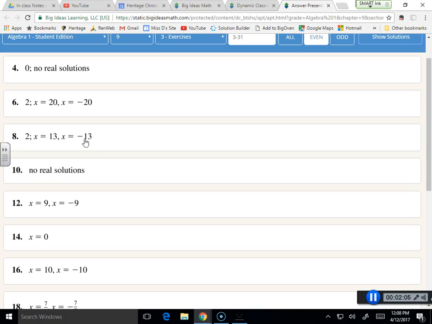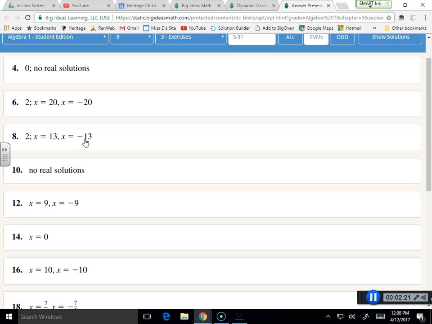Jay, what's going on with the second one? 1 answer, and how do we find it? Same thing, square root. And when I square root, I still do positive, negative, but what's the root of 0? 0 times 0 is 0. So x will just equal 1 answer of 0.